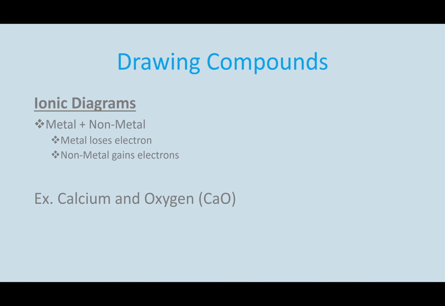So to draw a compound, or to represent the creation of a compound, for our ionic diagrams, we want to remember that we're dealing with a metal and a non-metal. The metal loses the electron, the non-metal gains the electron. So if we look at calcium, again, we talked about it, it has 2 electrons in its outer shell, or in its valence shell, and oxygen has 6 in its outer shell.